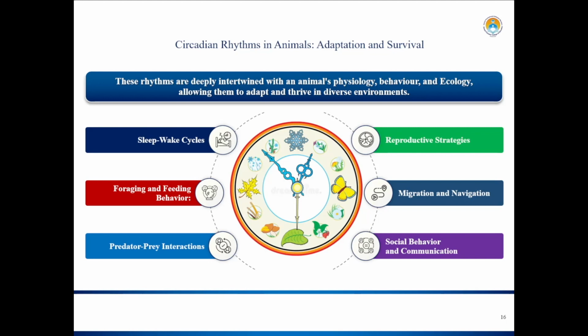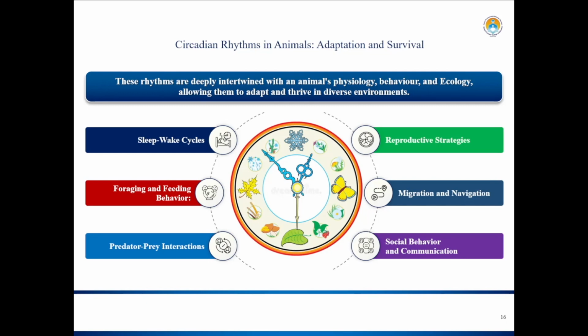Reproductive strategies: circadian rhythms may play a role in the timing of reproductive behavior. Like in many bird species, singing at specific times of the day serves as a way to attract mates and establish territories. In some cases, the timing of this behavior is governed by the circadian clock to maximize effectiveness. Similarly, timing for mating, egg laying, and other reproductive activities is also influenced by circadian rhythms.